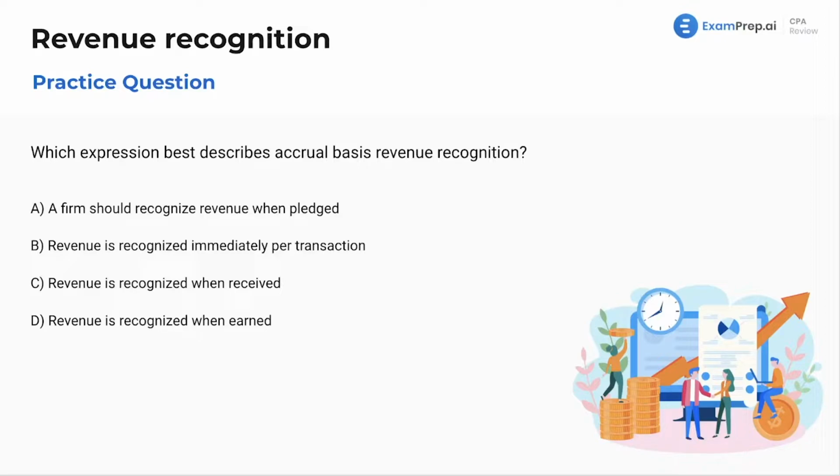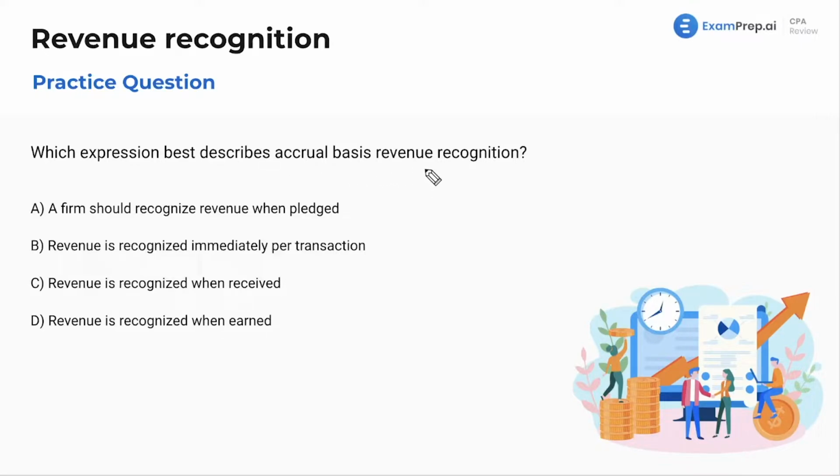examprep.ai. Here, I am going to go through the all important topic of revenue recognition with you. And since we are on the FAR exam, that is going to be accrual basis. That is going to be revenue is recognized when, we shall see. So, which expression best describes accrual basis revenue recognition?